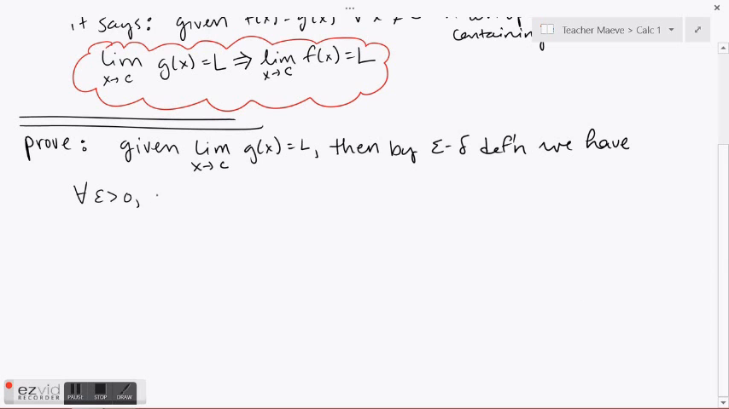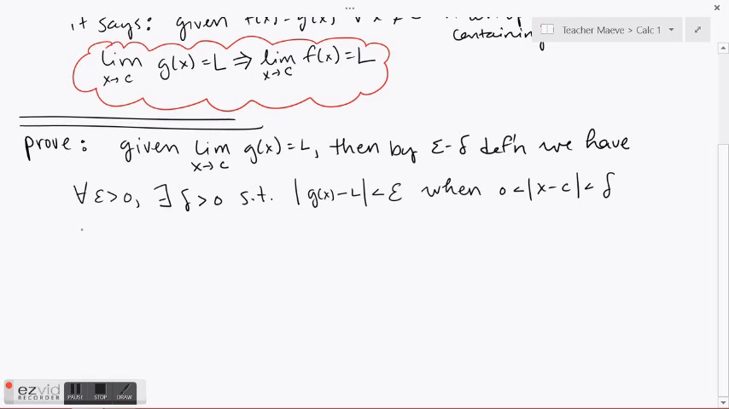We get that for all epsilon greater than 0, there's going to exist some delta greater than 0, such that the absolute value of g of x minus L is less than epsilon whenever 0 is less than the absolute value of x minus c is less than this delta. So when we choose a value of x within that interval around c, we will get a value of g of x around our epsilon interval of L.